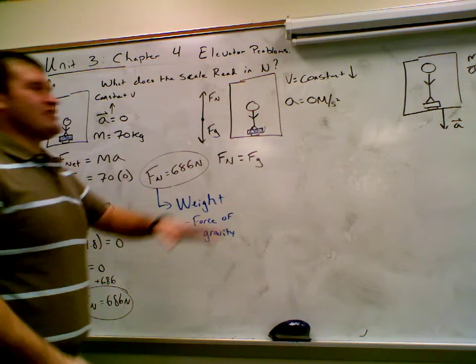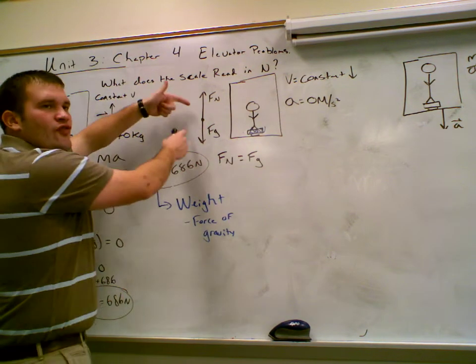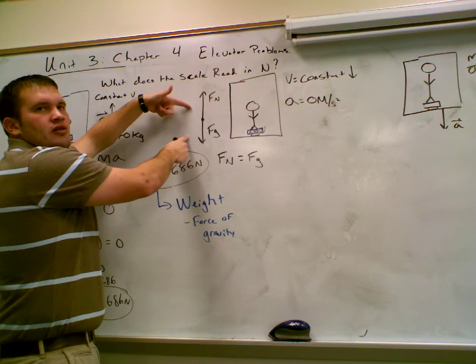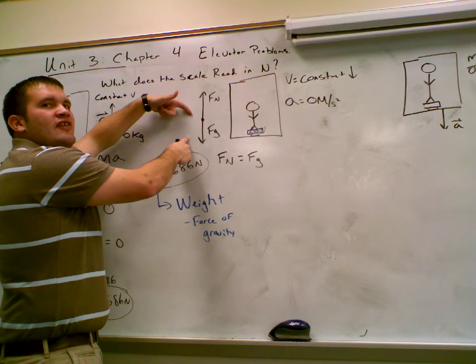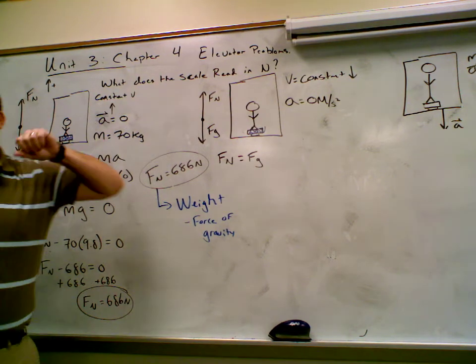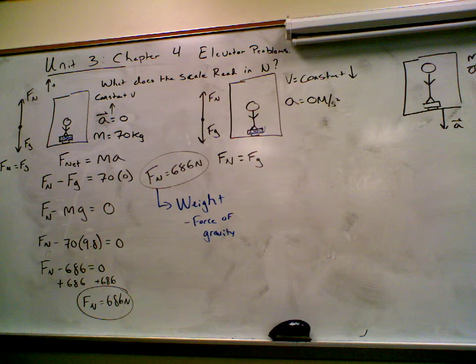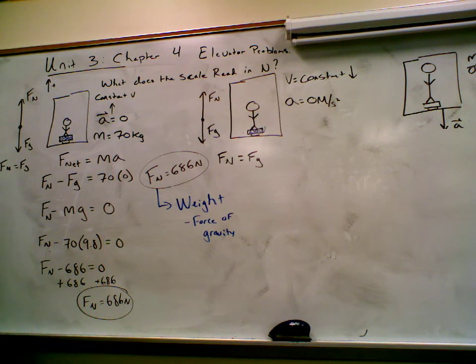Good. Constant velocity means zero acceleration, right? Zero acceleration means that these forces are equal, right? Now, a student who thinks velocity indicates net force would say that gravity is greater than normal, but that is incorrect because acceleration is what tells us about net force. Right? Does that make sense? So these three situations I've just drawn with these two pictures are all exactly the same situation because they have zero acceleration. So that scale will read 686 newtons every single time.